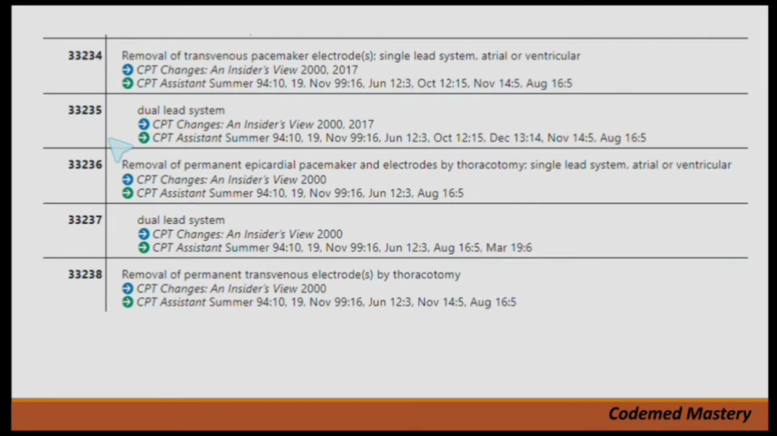Then all these codes are for removal of transvenous pacemaker electrode, dual lead system. This is removal of permanent epicardial pacemaker, removal of permanent transvenous electrode. To be more clear, it is important to solve some practice questions related to pacemaker and defibrillator topic. So let's solve some questions.